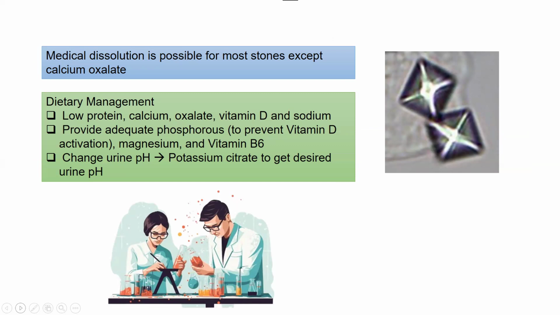And for prevention, we can use dietary management, like feeding low protein, low calcium, low oxalate, low vitamin D, low sodium. Why vitamin D? Because it has a relation with calcium metabolism in the body. Provide adequate phosphorus. Why adequate phosphorus? Because if phosphorus is low, it will activate vitamin D, and vitamin D will also affect calcium metabolism and increase calcium in the urine.